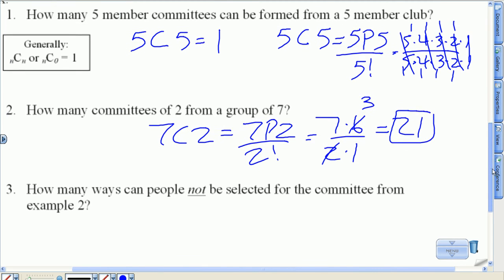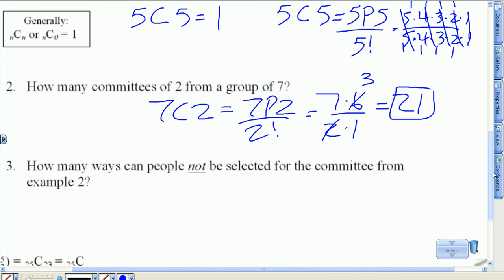All right, how many ways can people not be selected for the committee from example 2? Well, think about it. If you're selecting 2 persons for your committee, how many people are not getting selected? We can do 7c5. For every time you pick 2 people, there is 5 people that are not being chosen.